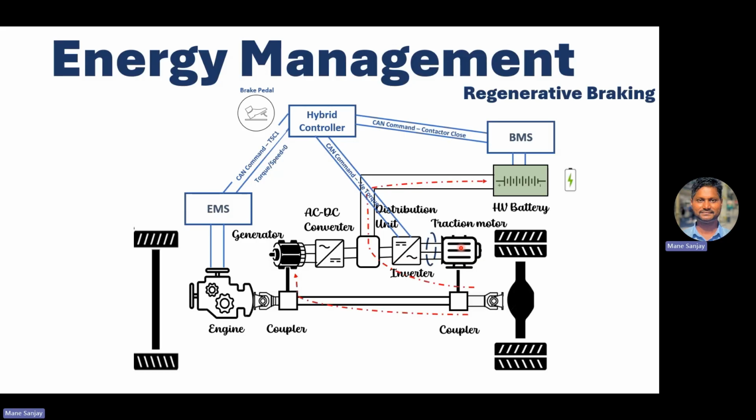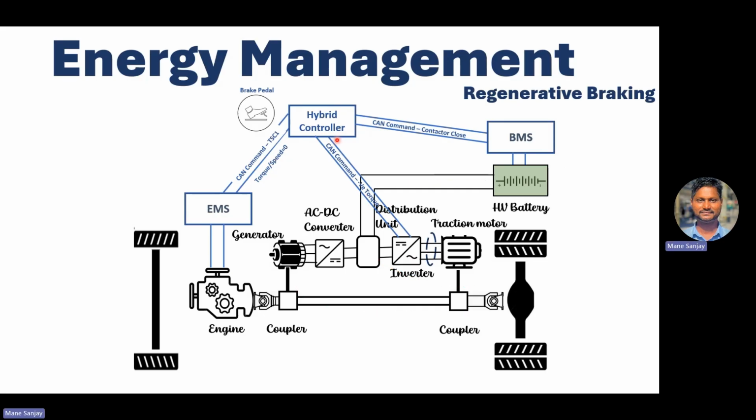And the basic principle of the motor: when the shaft rotates in the magnetic field, it generates current as per Fleming's rules. So it generates the current, and that current is fed to this inverter, and the inverter rectifies that and provides the DC voltage here. And with the help of this distribution unit, that DC voltage is fed to the high voltage battery. So this is how during the braking operation, the engine is controlled, as well as this inverter is controlled to charge the battery, and that is done by this hybrid controller.